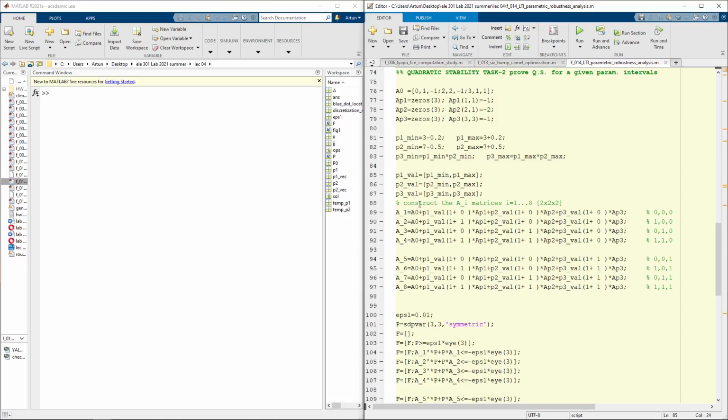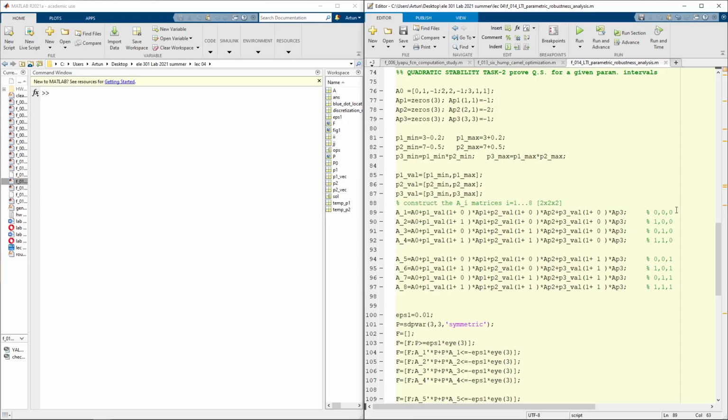Okay, construct the A sub i matrices, with i ranging from 1 to 8. And why is this the case? Because we have 3 parameters, all of them have some range, lower and upper bounds. 2 times 2 times 2 equals 8, right? Again, this is exactly what I wrote a couple of seconds ago.